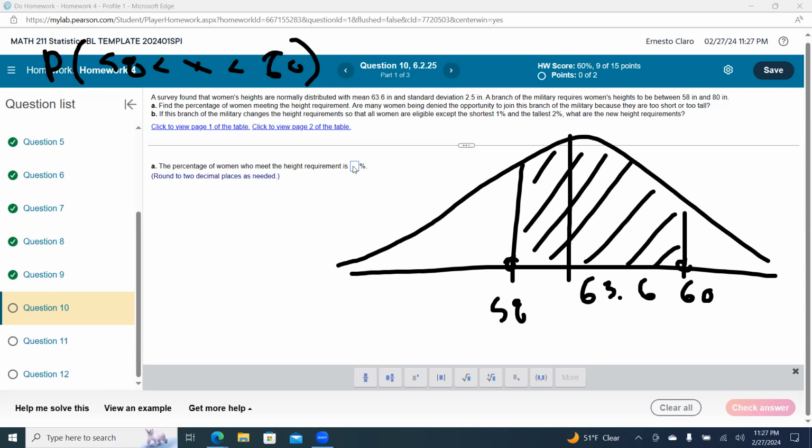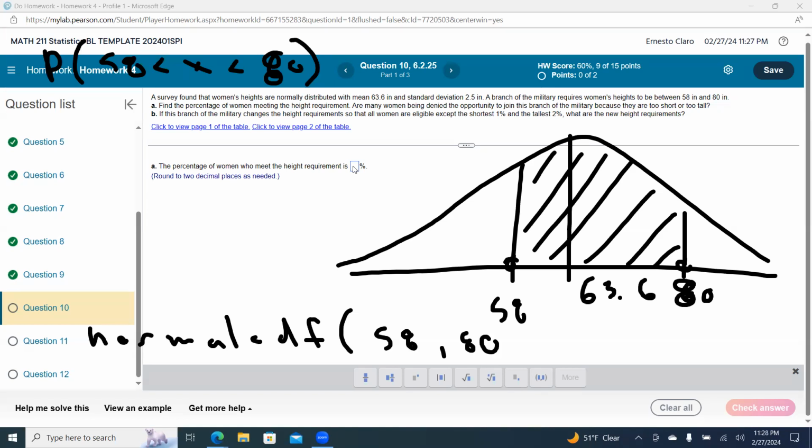I'm looking at this like, what the heck? Okay, good. So normal CDF, low, high, comma mean, comma standard deviation. And that's the probability that a randomly selected woman from whatever the population is falls in between that.